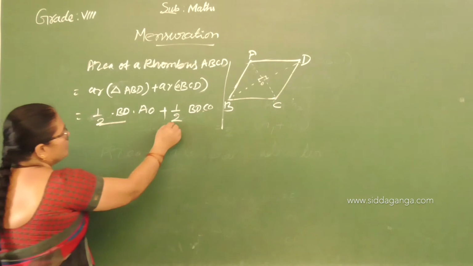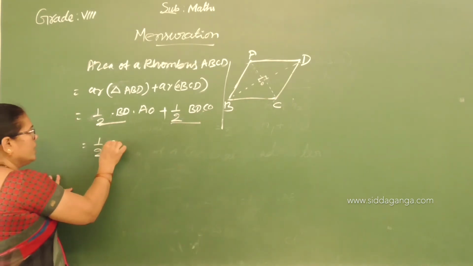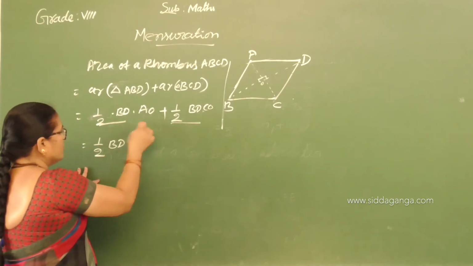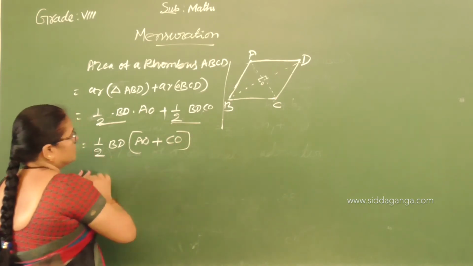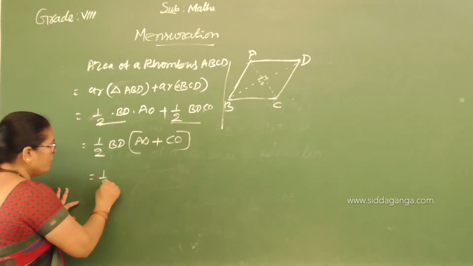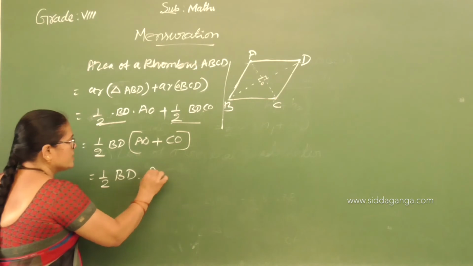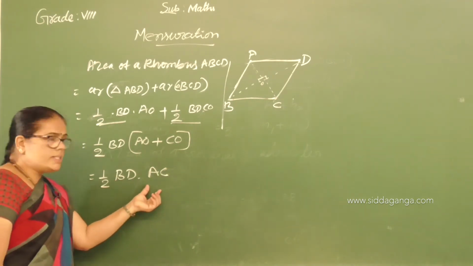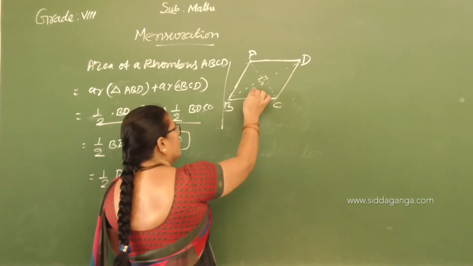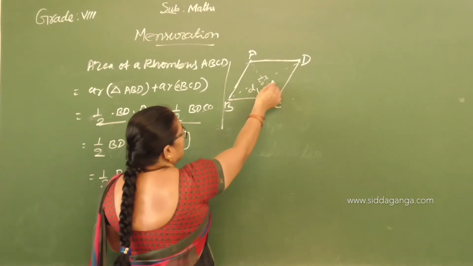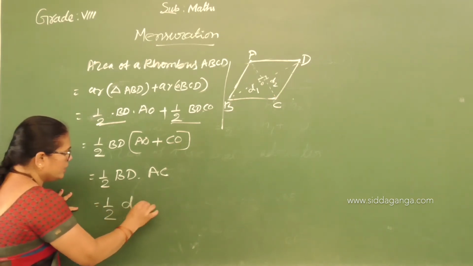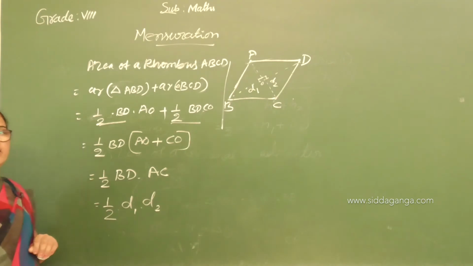Here BD is common, so we take BD out. Then what is the remaining? AO remains in the first term, then CO remains in the next term. AO plus CO is equal to AC, so the area will be half into BD into AC. Then what about BD and AC? Here BD is a diagonal and AC is also a diagonal. I take BD as D1 and AC as D2. So that will be equal to half into D1 into D2.